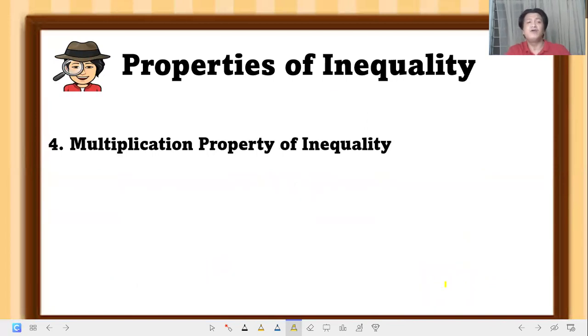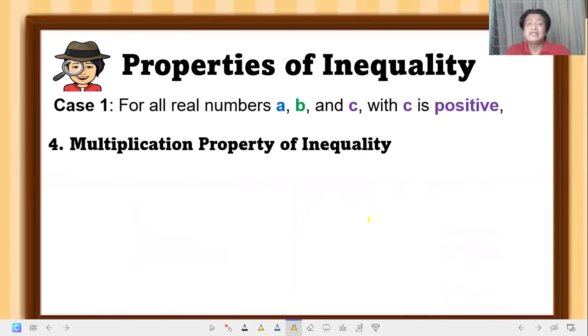Okay, let's have number 4. Multiplication property of inequality. Same lang po yung proseso natin sa pag-identify or yung ginagawa sa equation, yung property of inequality doon. Dito, meron tayong tinatawag na case 1. Ano yung case 1 natin? For all real numbers A, B, and C, with C is a positive number. Okay, ibig sabihin yan, pag nag-multiply ako both sides of the inequality by any positive number.